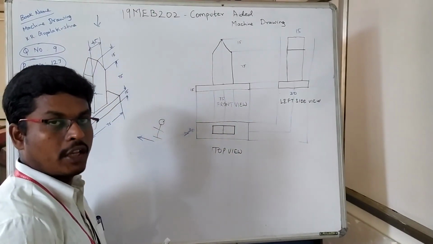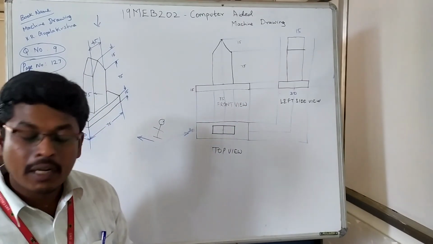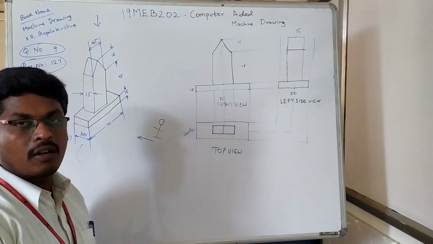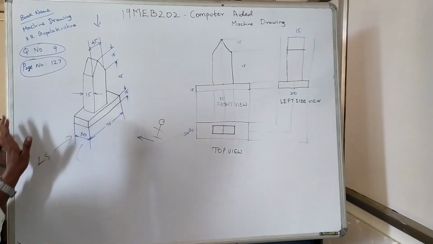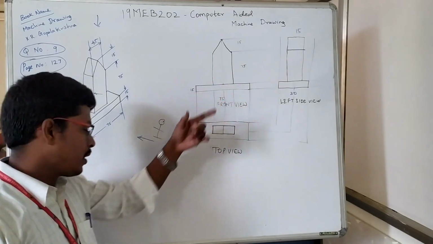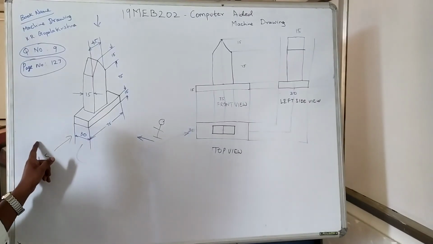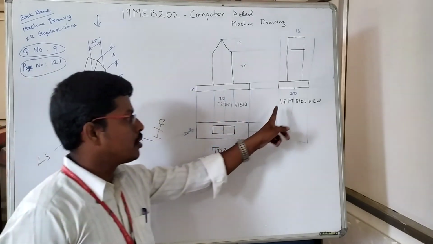Okay, I hope I have just made an overview of the orthographic projection with a simple component, where I can draw the front view, top view and side view. If I see the left side view, I can draw it on the right side, but I have to mention it as left side view.